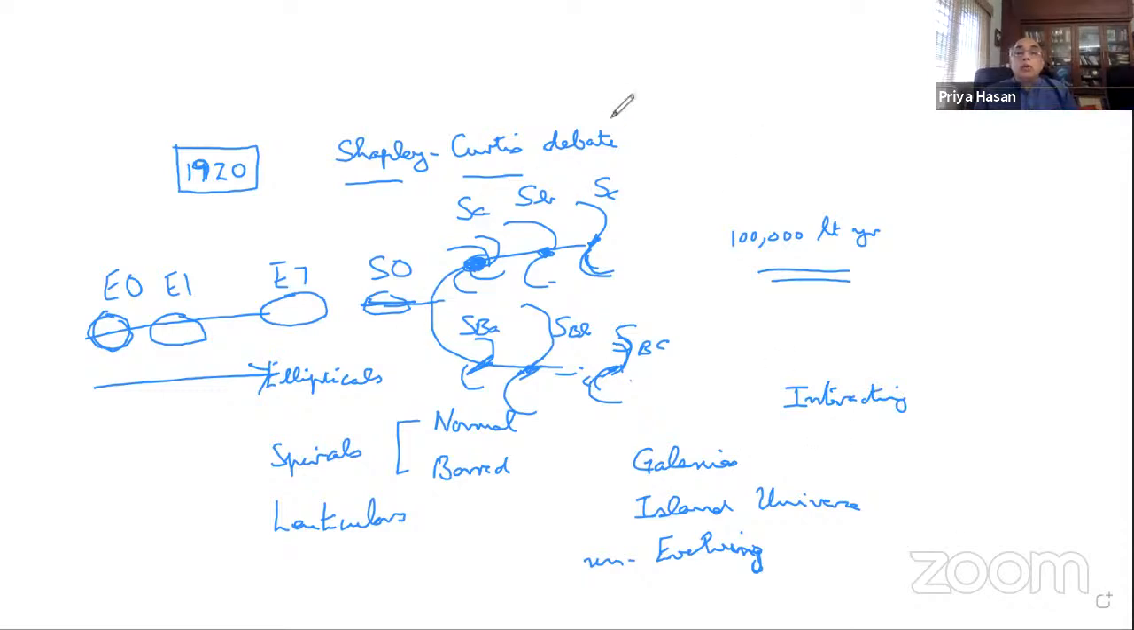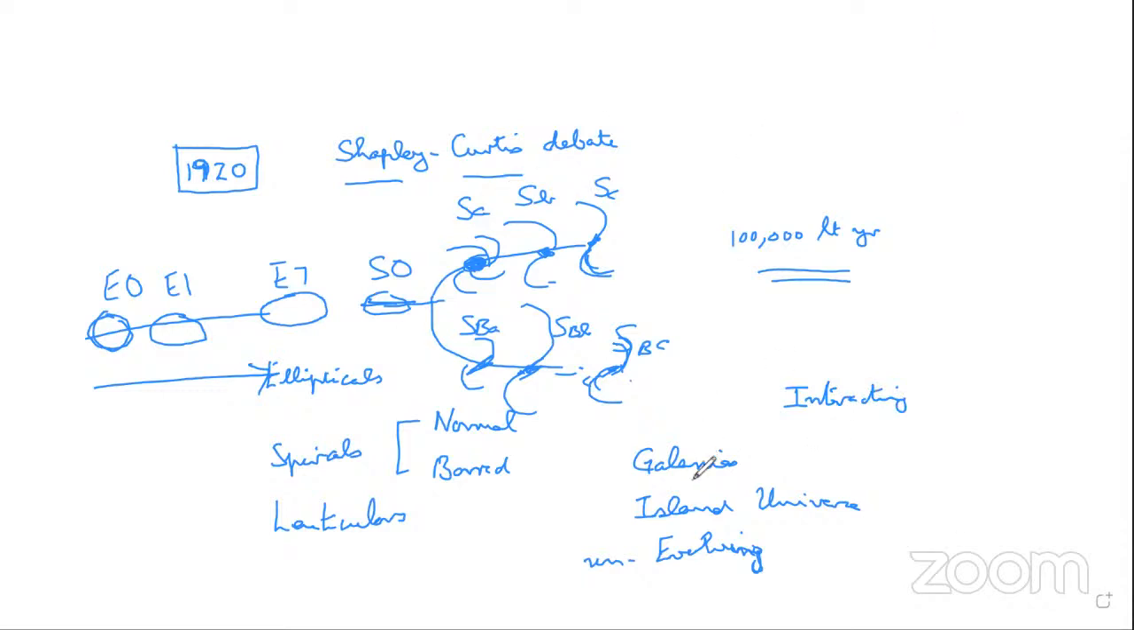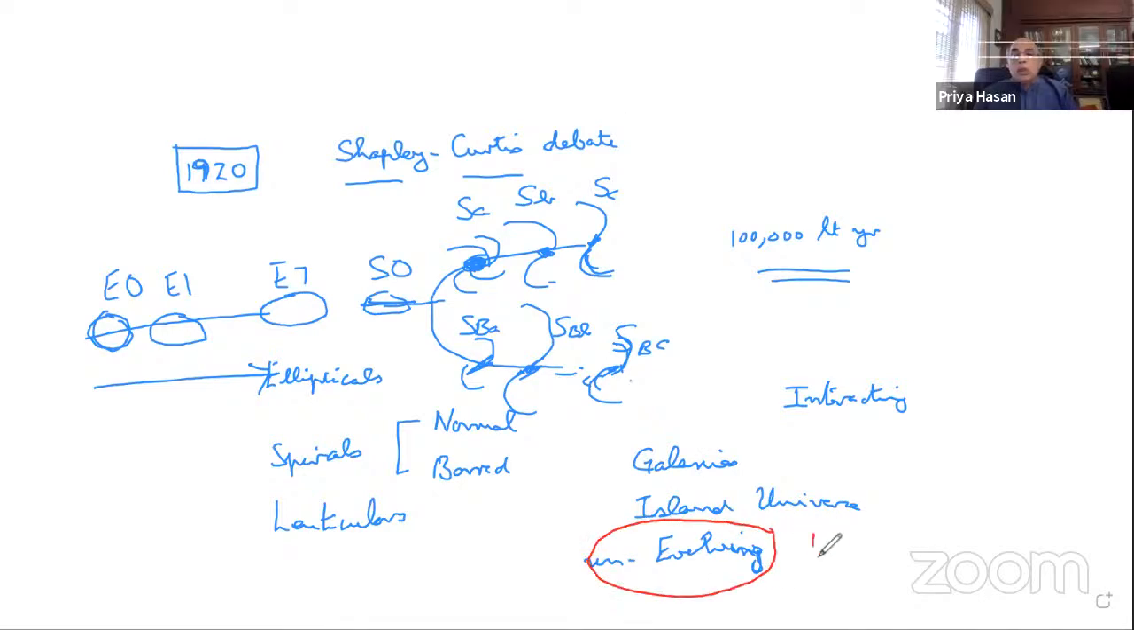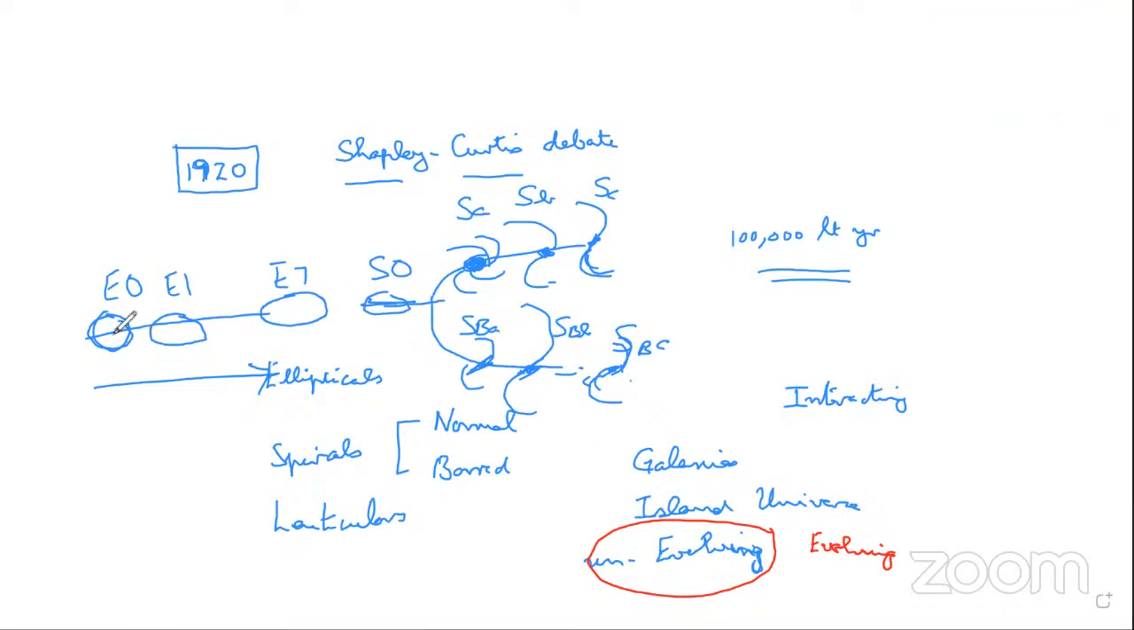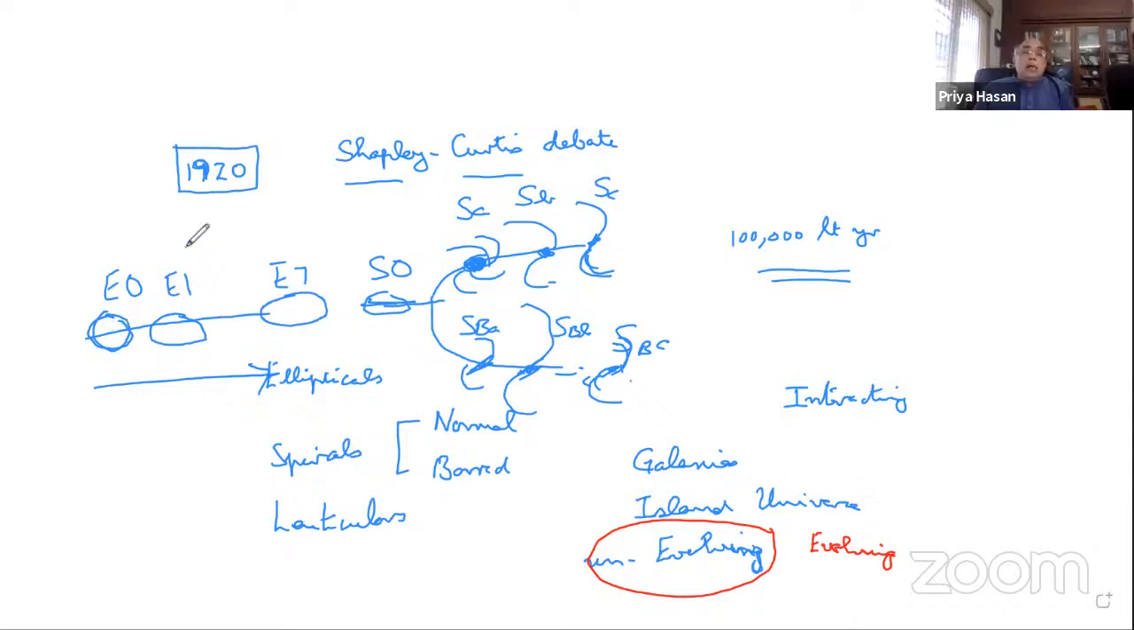So galaxies are no more unevolving. They are actually evolving, and we do not perceive it during our lifetimes, but over millions and billions of years, they change their sizes and shapes.